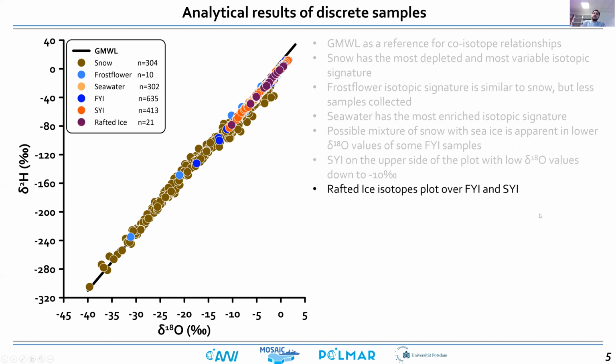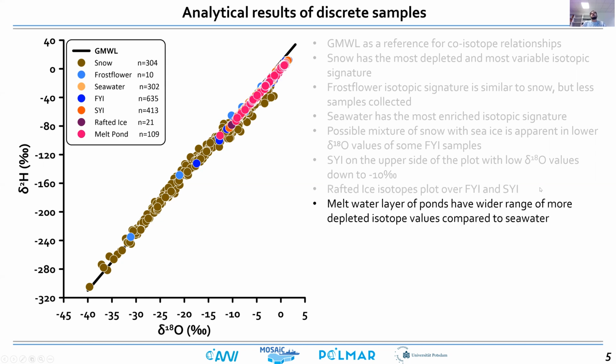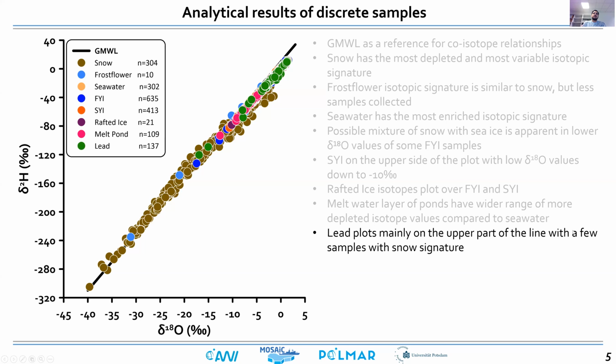And then there was rafted ice, which basically was a mixture of the two and plots over first-year ice and second-year ice co-isotopes. The meltwater layer of ponds had a wider range of more depleted isotope values compared to seawater, which was plotting just on the upper scale of this line. And finally, lead samples plot mainly on the upper part of the line, with a few samples with snow signature, as you can see here, down to -15.